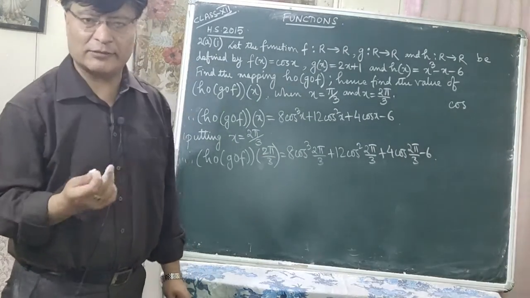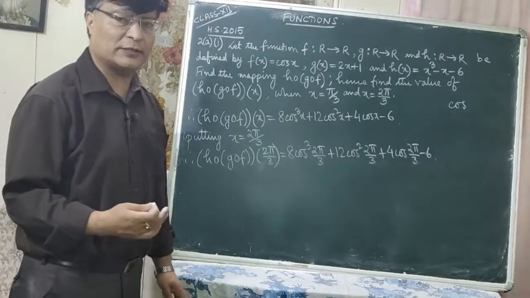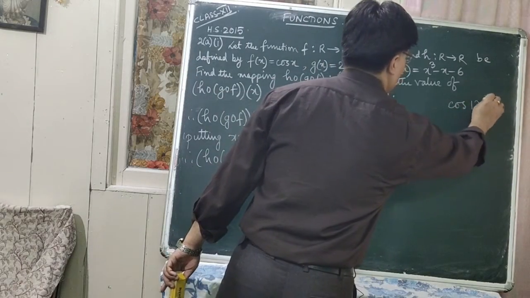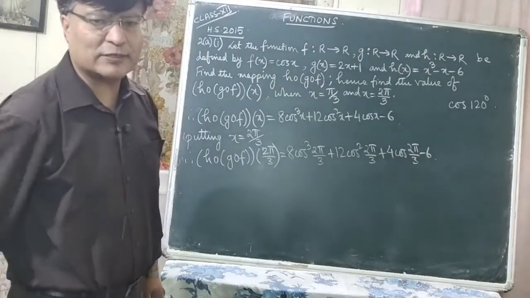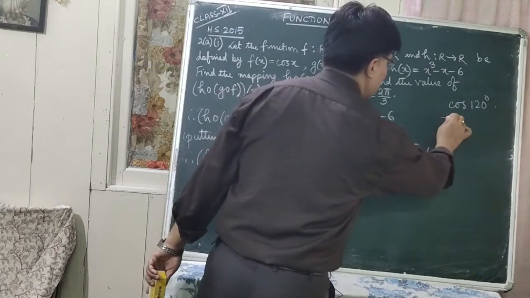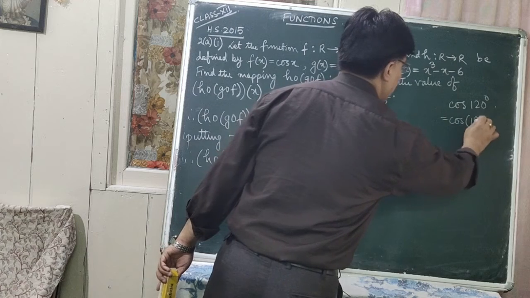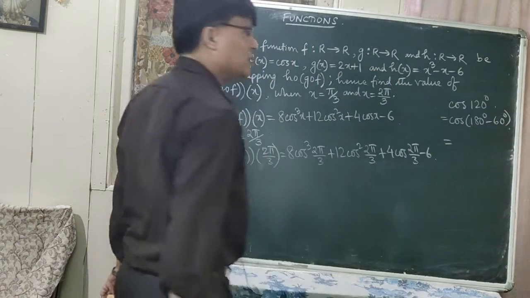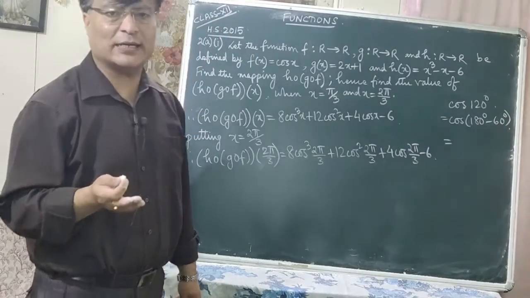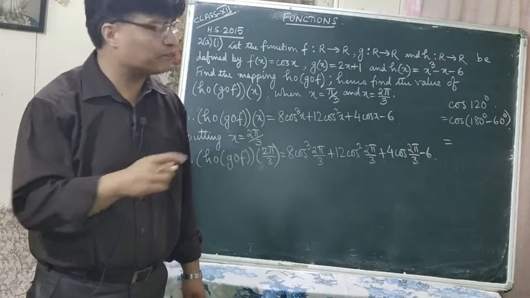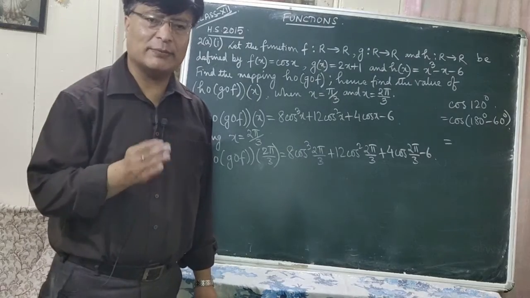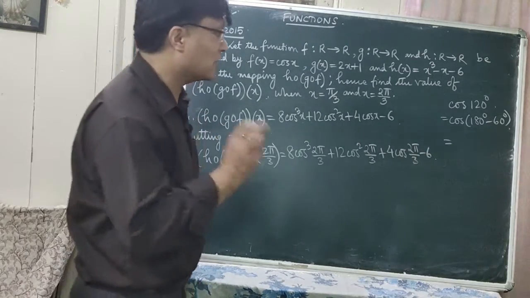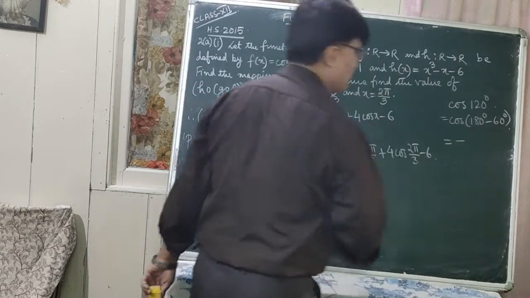Pi by 3 is 60 degree, you know that. 180 degree by 3 is 60 degree. 60 into 2 is 120. So it is cos 120. So how can you get its value? So 120 can be written as 180 degree minus 60 degree. Okay. So what is the formula for cos 180 minus theta? You know that, minus cos theta. Because in this case 180 minus 60 degree lies in the second quadrant, and in the second quadrant you know that the sign of cos is minus.